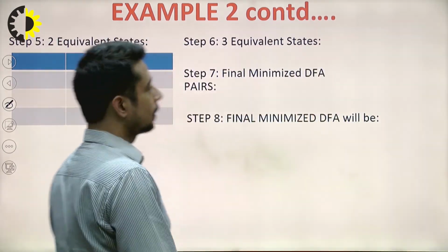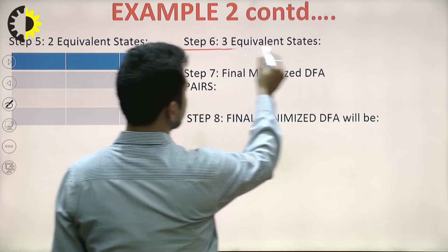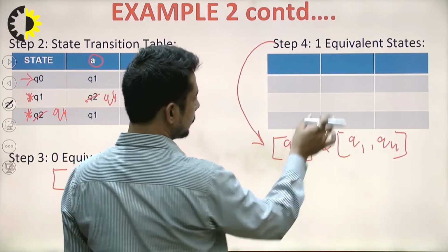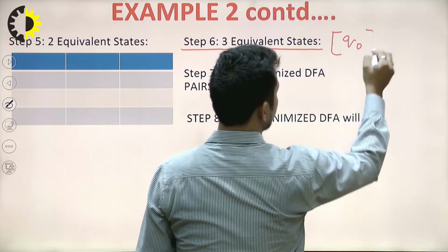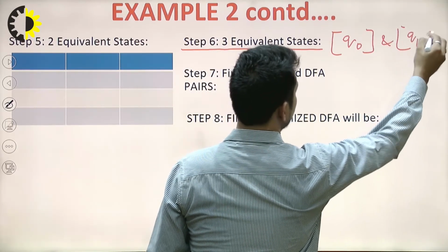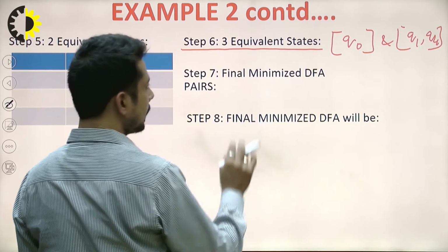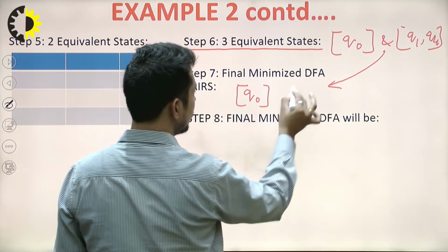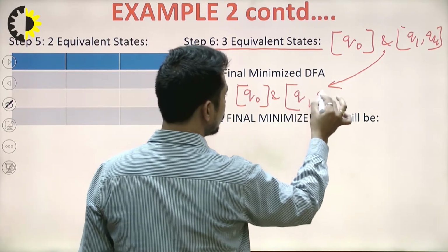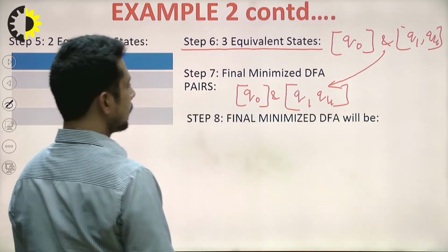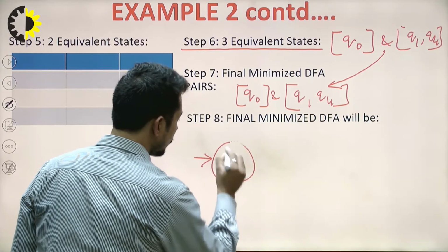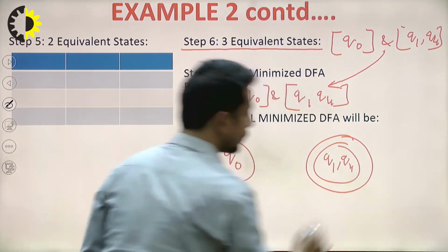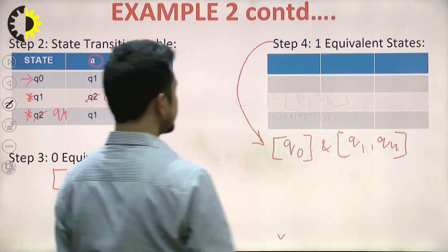Therefore finally what we got in step number 6, like this particular concept, we got Q0 and Q1 and Q4 coming together, right? Therefore the final minimized pairs will be what? This one only, Q0 will be one particular state, and Q1, Q4 will make another state, right? Therefore, the final diagram will be what? Q0 will be one state, and Q1, Q4 will make one particular set, correct? Now let's get back to the diagram.